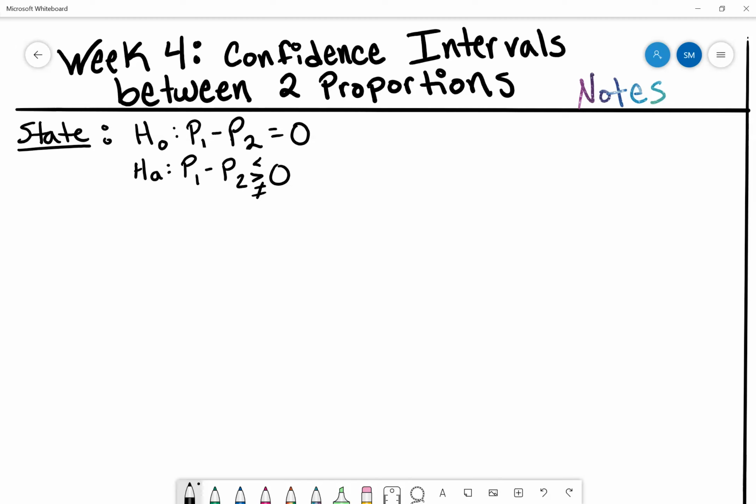Now, next step is we have to figure out what are the parameters in context. We're actually going to do that down here. Okay, so the parameters in context are going to go down here.